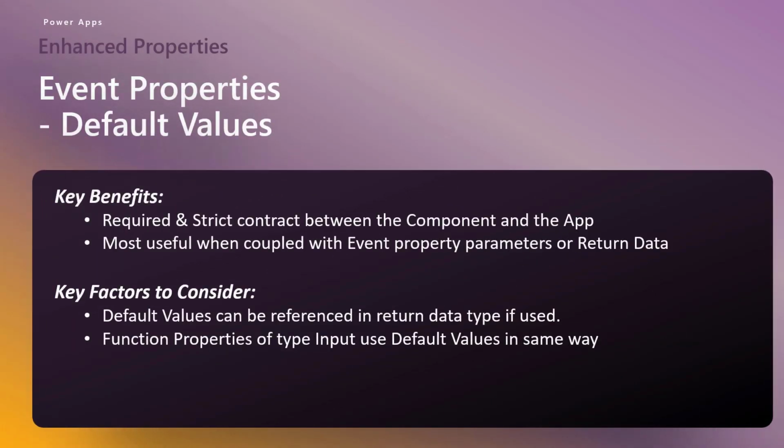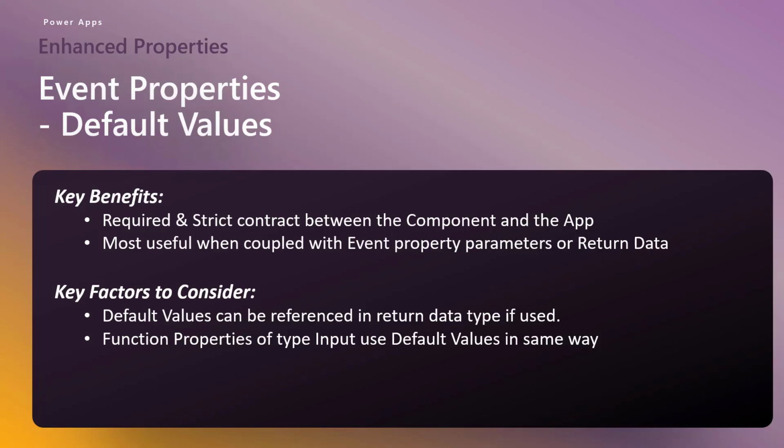Now, when we look at event property default values, what are the key benefits and factors to consider? These have a required and strict contract between the component and the app. So what do I mean by that? Well, if you watched the other video on just data properties, input and output, then you know that those were a kind of, sort of, maybe loose contract.